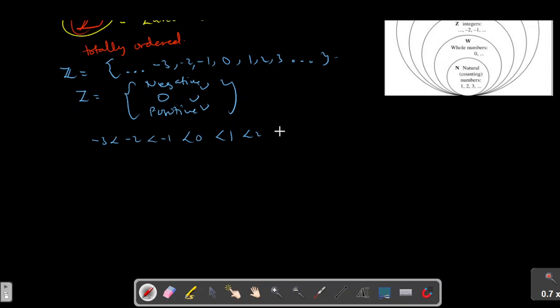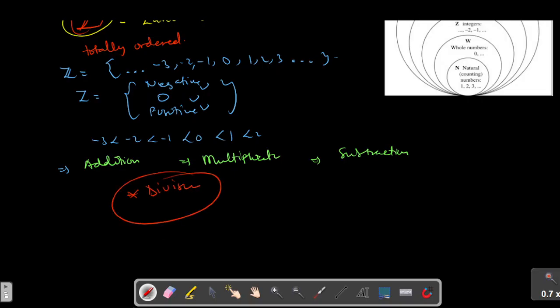So it's completely ordered. With the operations used on integers, you realize that integers satisfy addition, integers satisfy multiplication, then integers satisfy subtraction. But integers do not satisfy division. So division is still on standby.